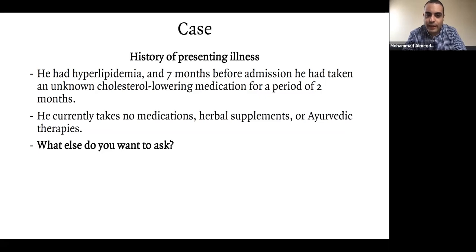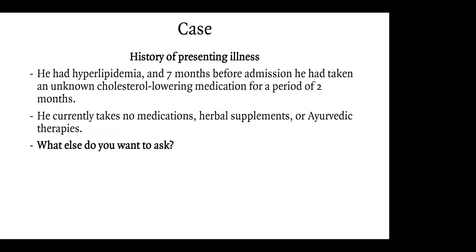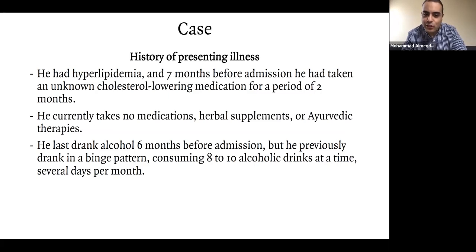What else do you want to ask about his history? Somebody presenting with jaundice, abdominal distension, confusion, malaise. What is something pretty important to ask? When did it start? Okay. Alcohol. In terms of his past history and social history. Alcohol, right. So he says he last drank alcohol 6 months before the admission, and he previously drank in a binge pattern, 8 to 10 alcoholic drinks at a time, several days per month.